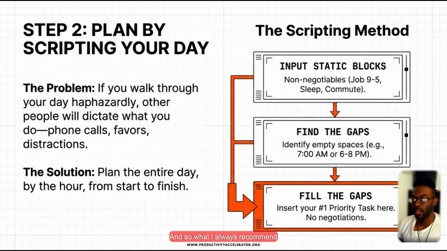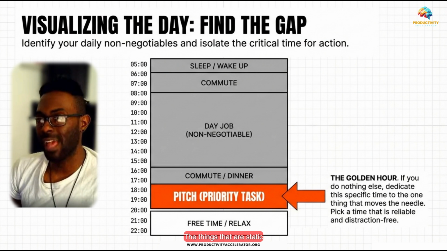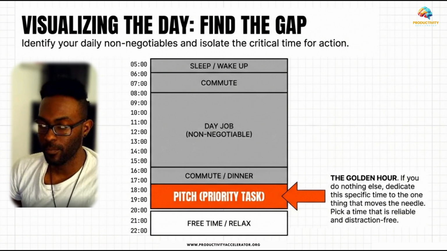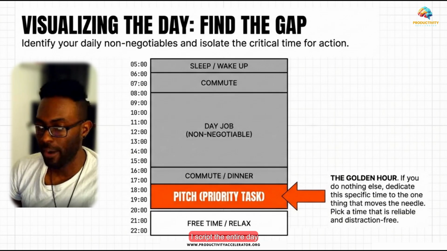Hopefully this makes sense. And so what I always recommend people do is from start to finish, plan your entire day by the hour, the entire day. The things that are static, put those in first. So this is my little planner right here. What I typically do, I wake up early. I wake up at 5. So at 5 a.m., I put what I'm going to do, and I script the entire day.